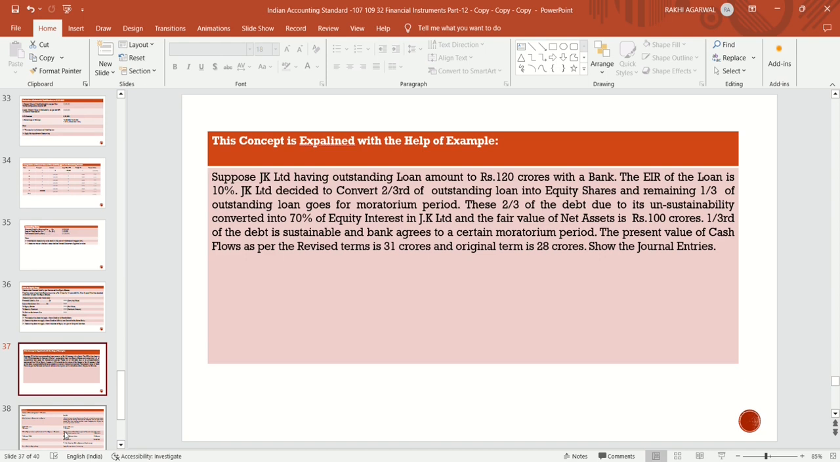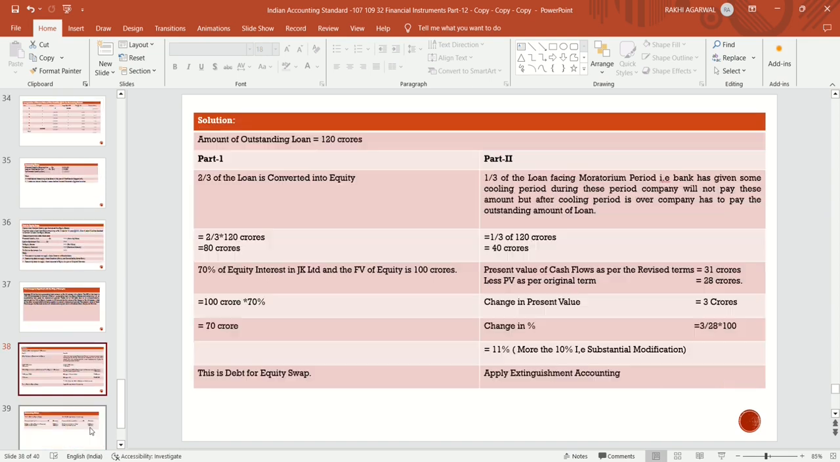One-third of the debt is sustainable and the bank agrees to a certain moratorium period. The present value of the cash flows as per the revised term is 31 crores and the original term is 28 crores. Show the journal entry. Solution: the outstanding loan is 120 crores in the books of JK Limited. There are two parts of accounting.